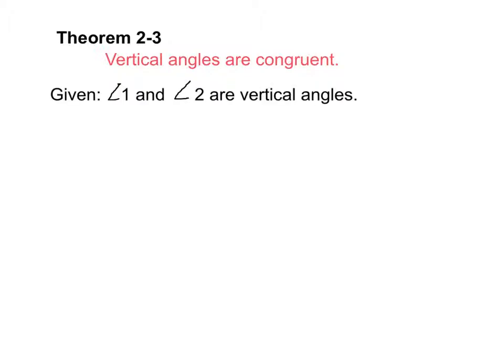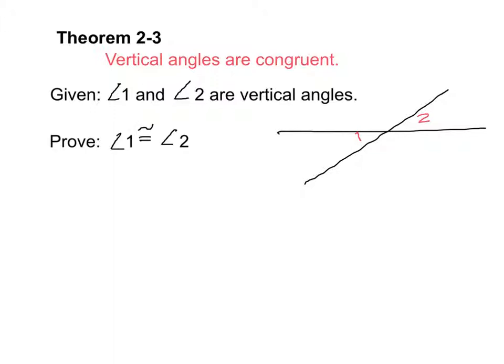So, if we were proving this, which we are going to have to do, our given statement would be angle 1 and angle 2 are vertical angles. So our diagram would look like this, where we have two lines intersecting, and we have angle 1 and angle 2 being vertical angles. So what we are trying to prove, therefore, is that angle 1 is congruent to angle 2.